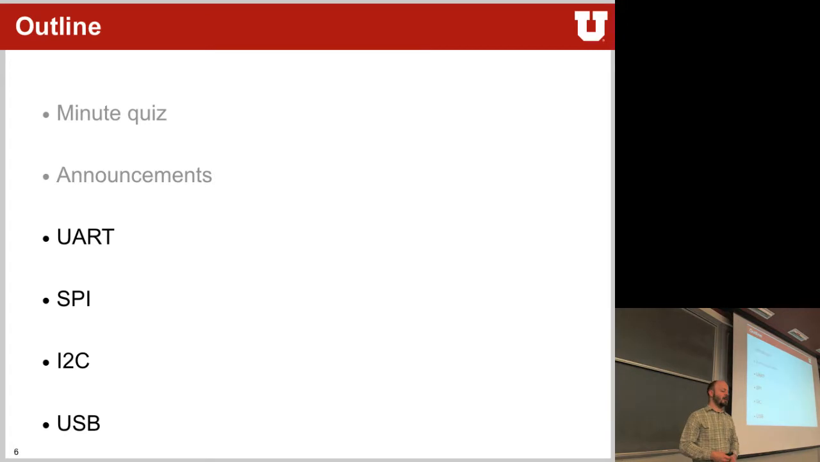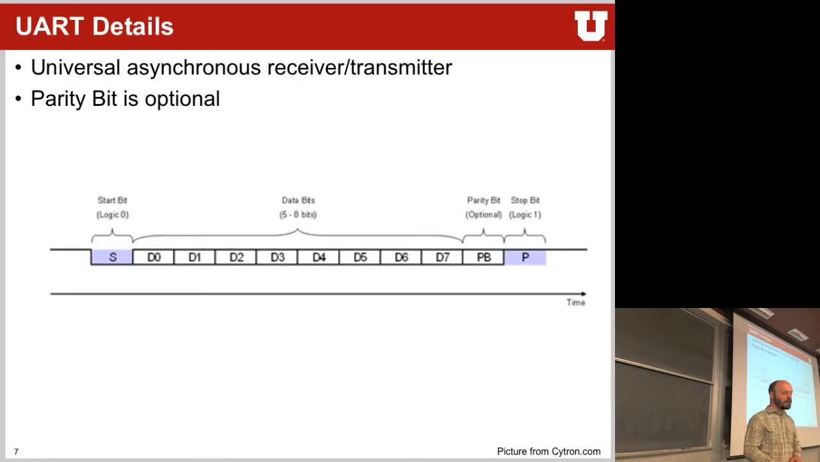Okay, so today we're going to cover UART, SPI, I2C, and a little bit of USB. Unfortunately, we won't go into details of USB because it's a fairly complex system, but at least we will give you a little overview of what USB is all about. So first, UART. UART stands for Universal Asynchronous Receiver Transmitter. The key here is asynchronous. What does that mean?